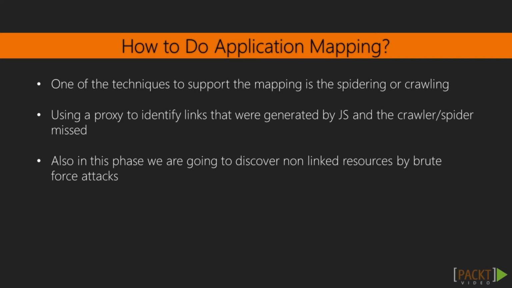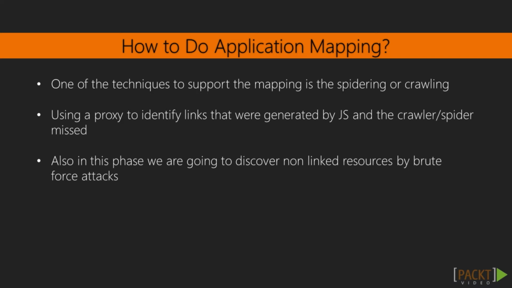Then we can use an HTTP proxy to identify all the resources and links that may be missed by a crawler. Basically, most of the URLs that are generated dynamically in the browser with JavaScript will be missed by the crawler, as the crawler does not interpret JS.